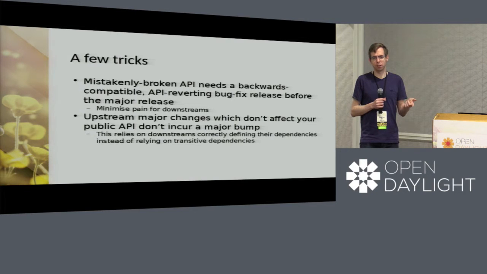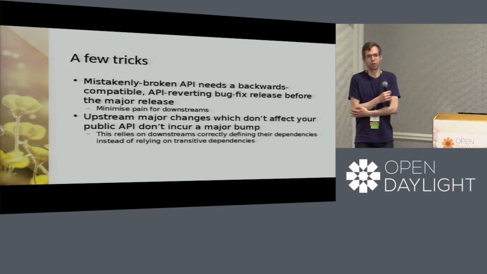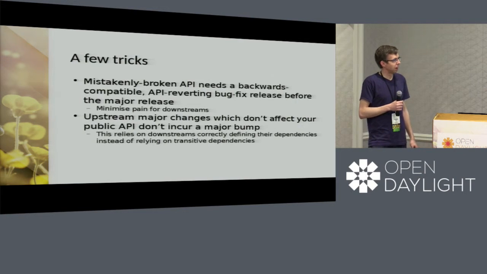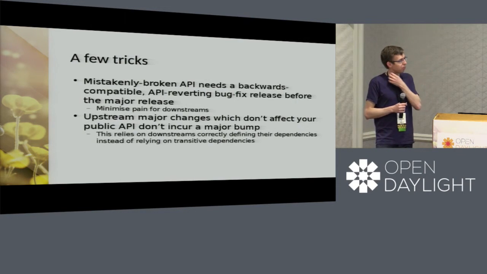What you need to do first is do a new bug fix release that reverts to the old API, so that your downstreams will pick up something that's compatible with what they expect. And then you re-release your changes with the new bumped major version. And also, and this is quite an important one for OpenDaylight.